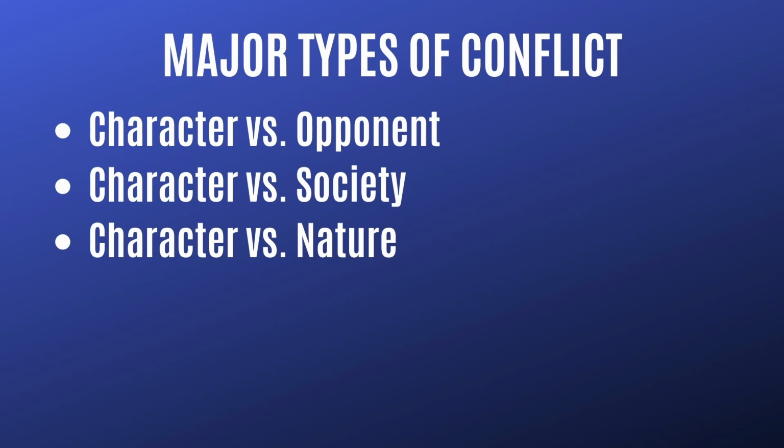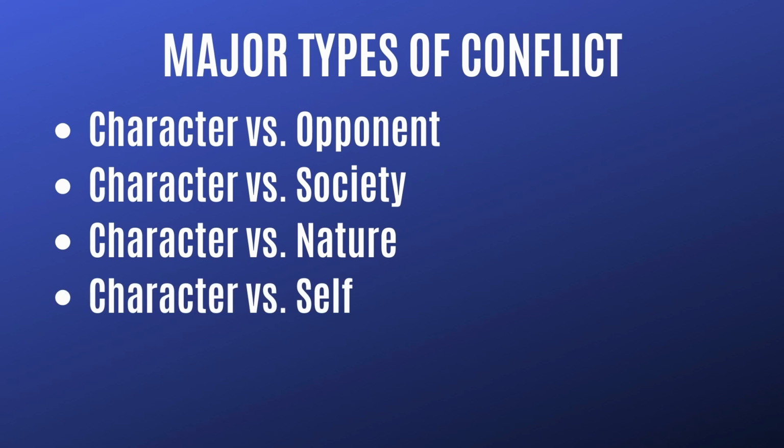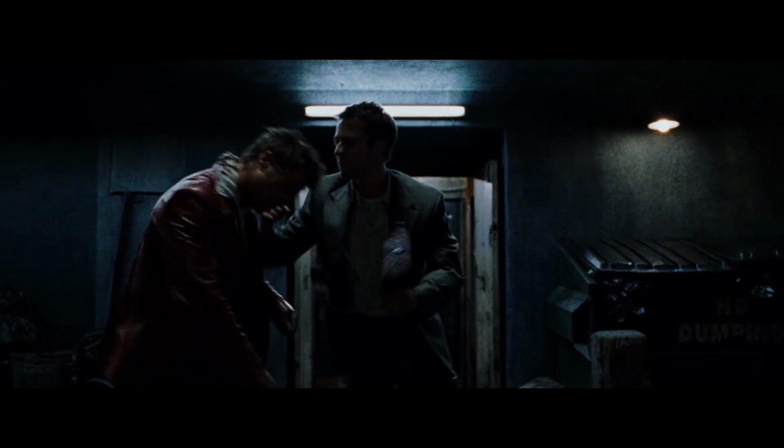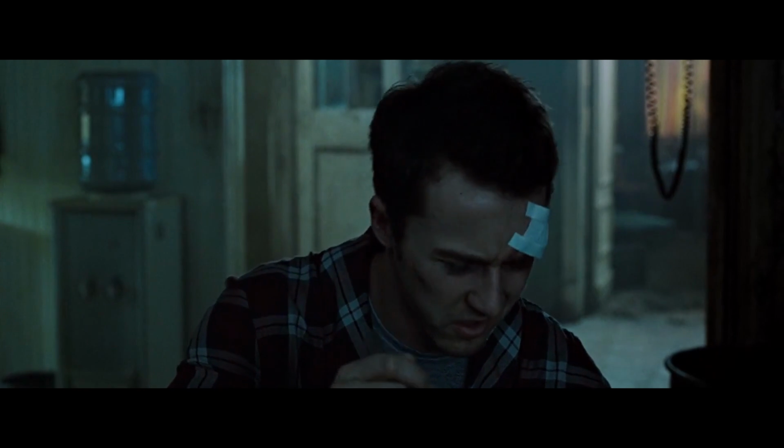And then the fourth type of conflict is character versus self. And this is, of course, internal conflict. And it might be the character versus temptation, or guilt, or self-doubt, or self-loathing, or any other number of things. And it's worth pointing out that all 4 of these types can be violent or non-violent. It's entirely up to you.